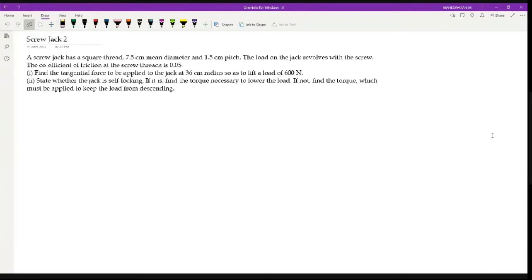The second one is to state whether the jack is self-locking. If it is, what is the torque necessary to lower the load? If not, what must be applied to keep the load from descending? So we have diameter D, which is equal to 75. I will change it into mm, so it is 75 mm. And you have a pitch of 15 mm.